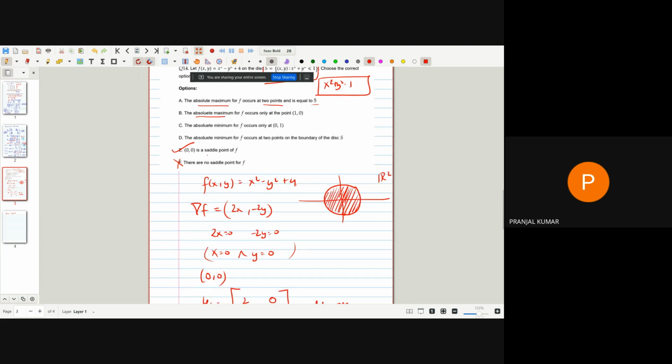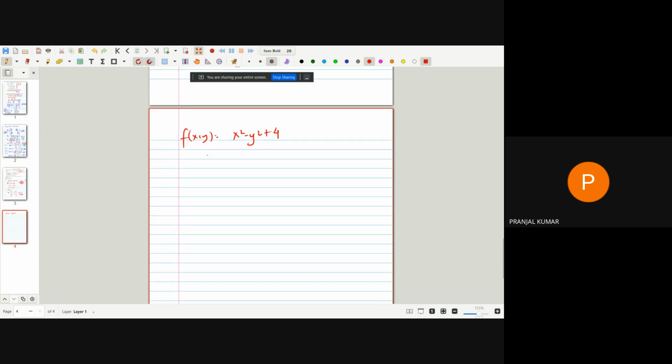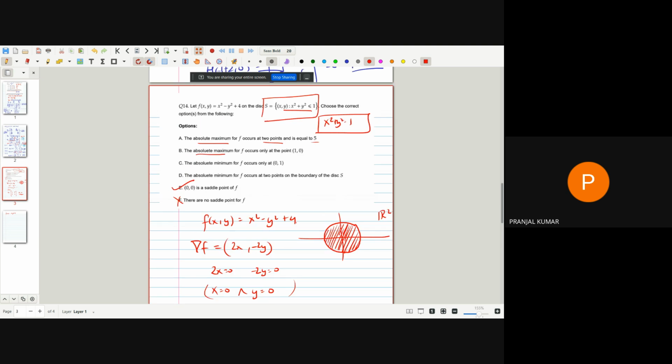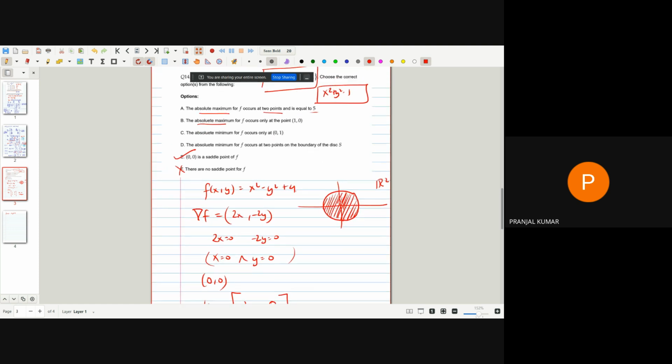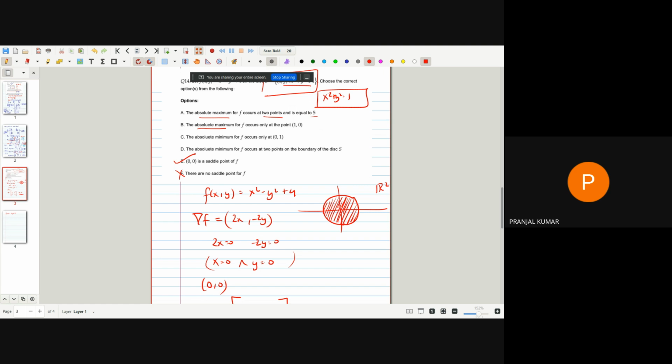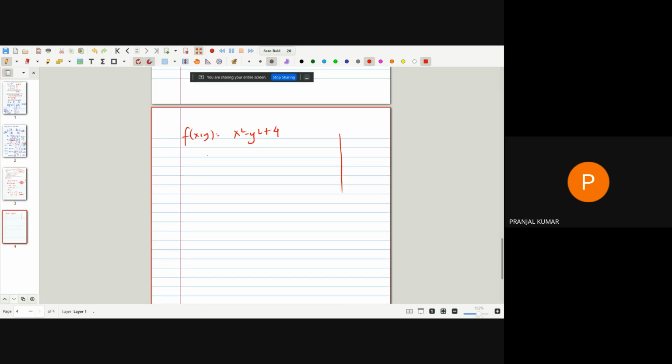Okay, so now we have to find the function value. So what we can do is: absolute minimum for f occurs only at (0, 1). Absolute minimum for f occurs at 2 points on the boundary of the disk. Okay, so let's do one thing.